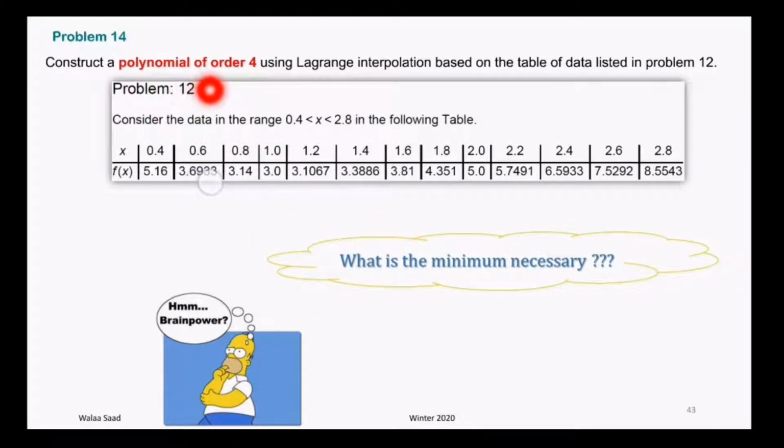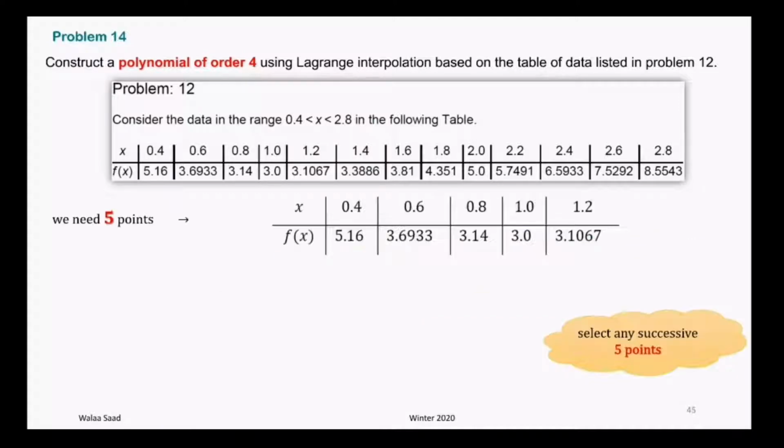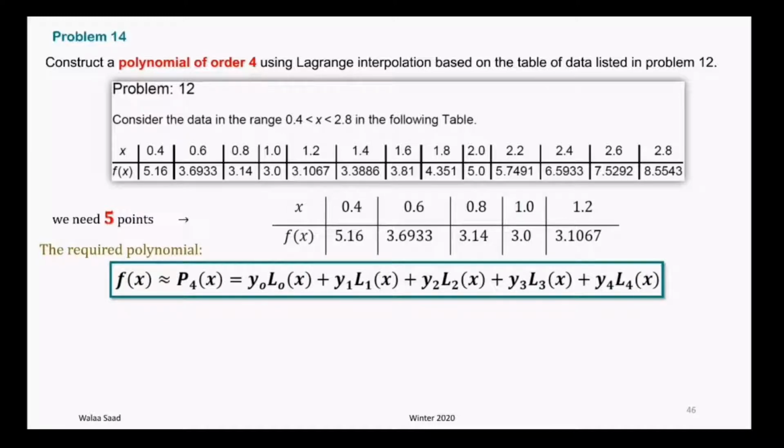For interpolating into a polynomial of order 4, yes, this is the n. So we need n plus 1 points. So how many points do we need? Exactly 5 points. Let's select any successive 5 points. I selected the first 5 points. And then what is required? The Lagrange interpolation. Remember the Lagrange interpolation polynomial? Yes, we will indicate it. So it's of fourth order. So it's y0 L0 plus y1 L1 plus y2 L2 plus y3 L3 plus y4 L4.